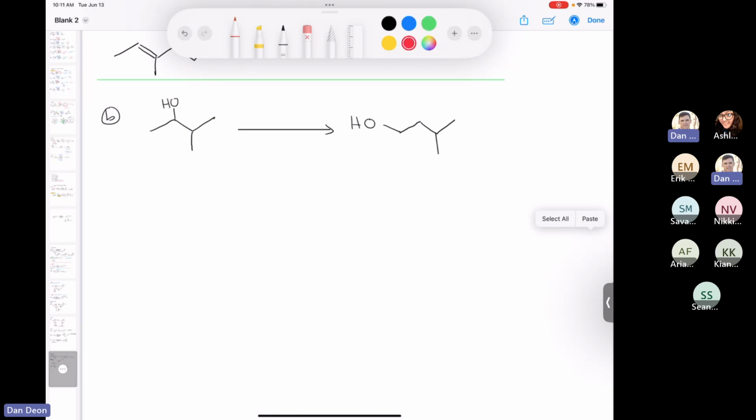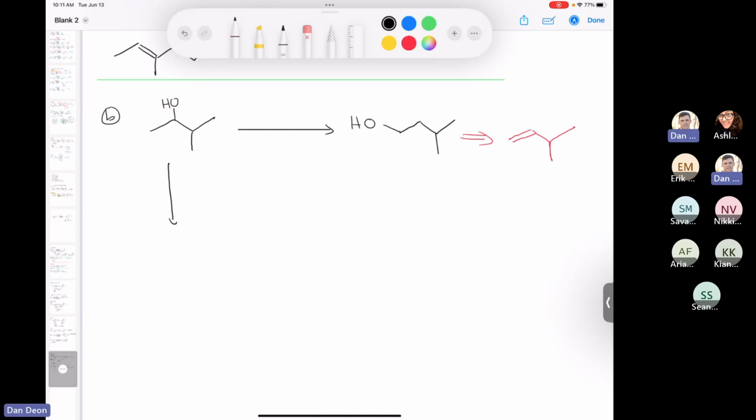But again, if we did a retrosynthesis, we could say, well, all we need is this alkene, and we just do an anti-Markovnikov addition of water to that alkene, and it's going to give us the desired product. So all we need to do is form a double bond here. So how are we going to do that?